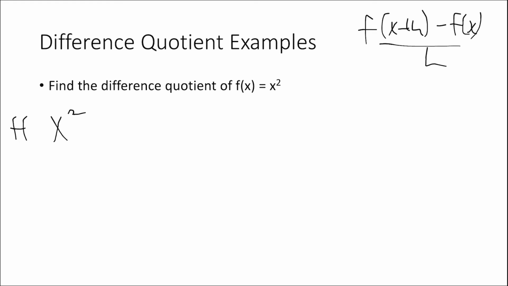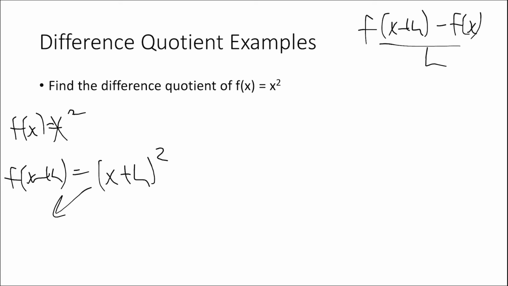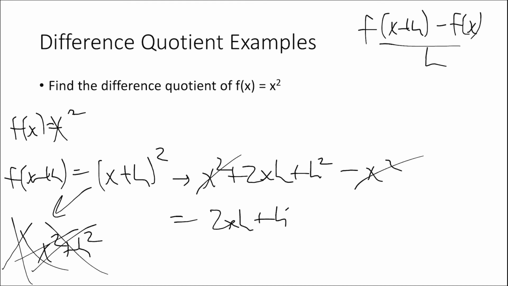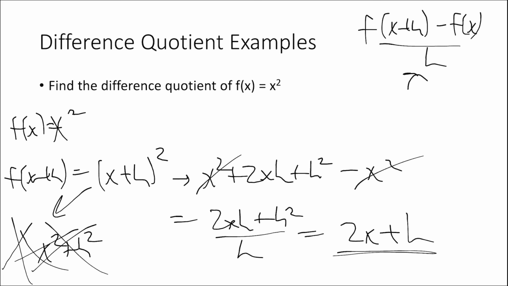So f of x equals x squared. Let's find f of x plus h equals x plus h squared. Remember, it's not x squared plus h squared. It's not that. Don't do that. It's going to be x squared plus 2xh plus h squared. So let's do f of x plus h minus f of x. These cancel, so it's going to be 2xh plus h squared. But then you divide by h, which then you get 2x plus h. And that is our difference quotient.